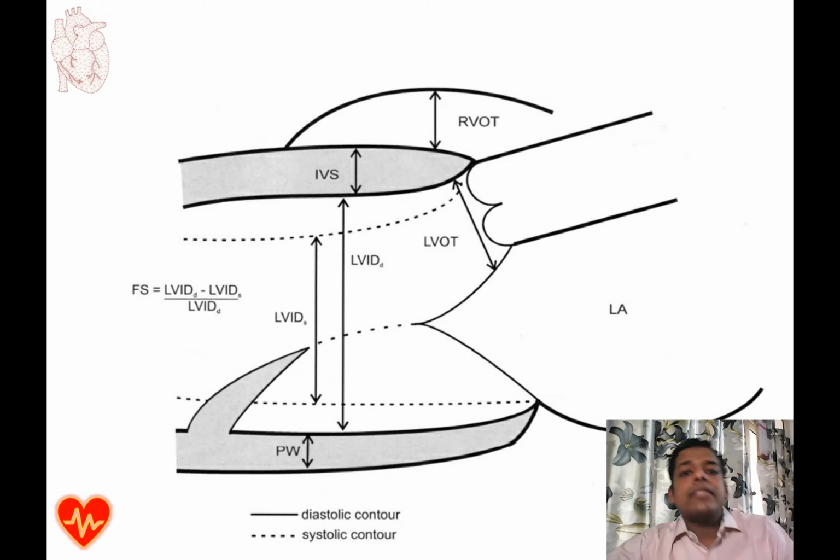Another measurement is the tip of the anterior mitral leaflet, which is called the E point, during ventricular diastole. The distance between the tip of the anterior mitral leaflet and the interventricular septum is called the E point septal separation. Normally, the mitral valve E point is within 6 millimeters of the left side of the ventricular septum. In the presence of decreased ejection fraction, this distance increases.